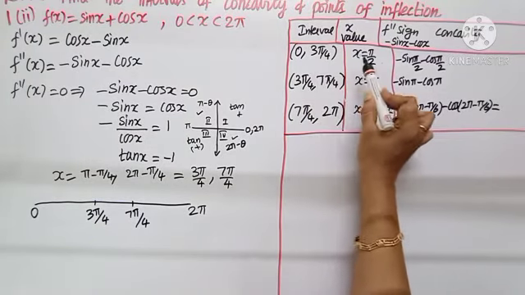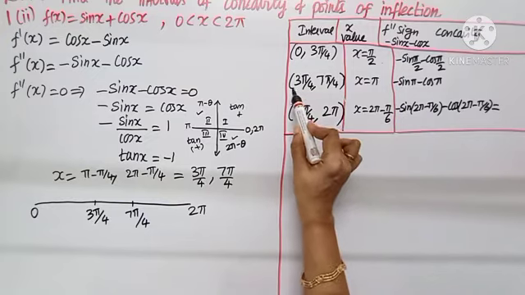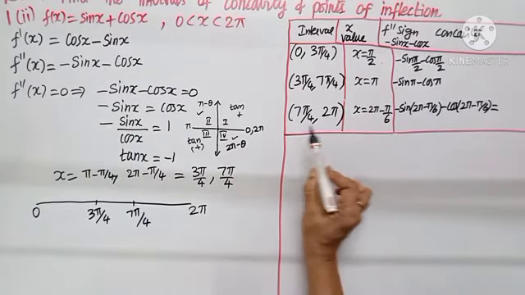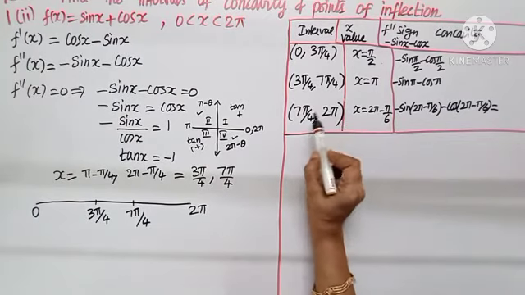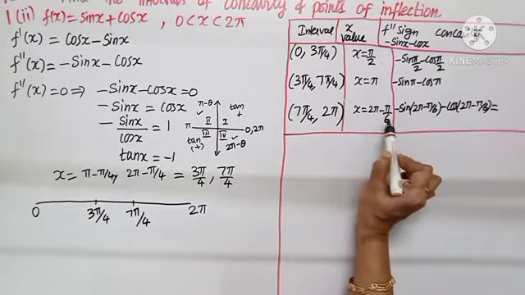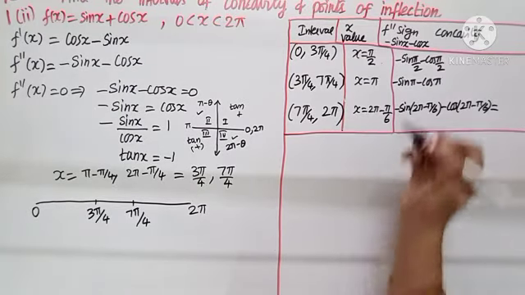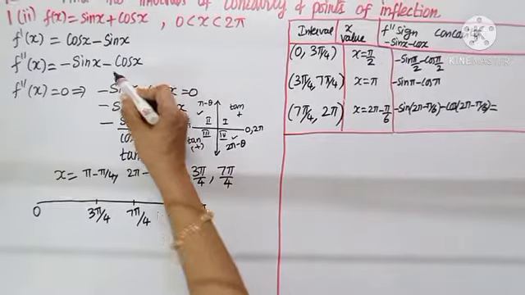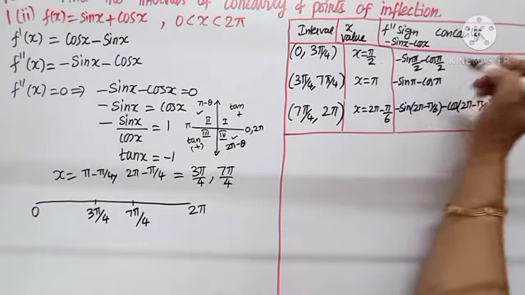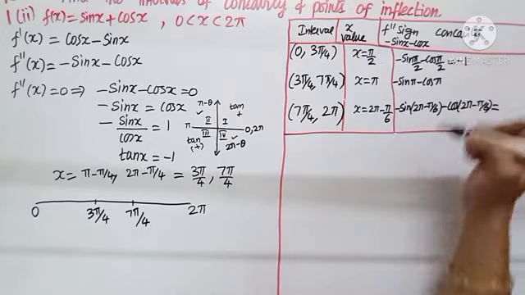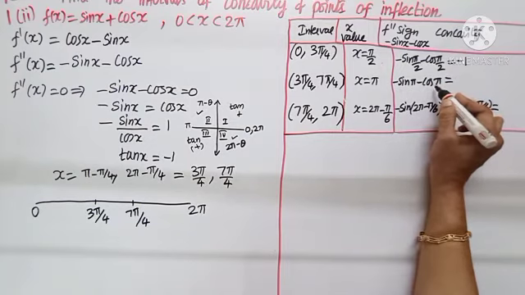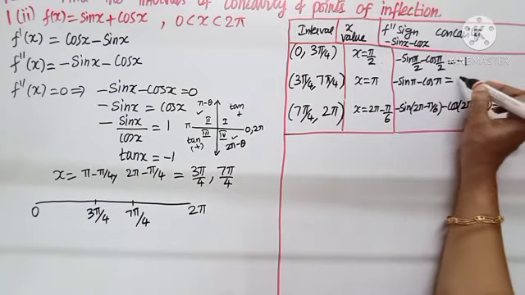For 0 to 3 pi by 4, x value pi by 2. For 3 pi by 4 to 7 pi by 4, x value pi. For 7 pi by 4 to 2 pi, x value: this is 2 pi minus pi by 4, so we shall put 2 pi minus pi by 6. As I substitute in the second derivative, which is minus sin x minus cos x: sin 90 is 1, cos 90 is 0. Sin pi is 0, cos pi is minus 1, minus into minus 1.